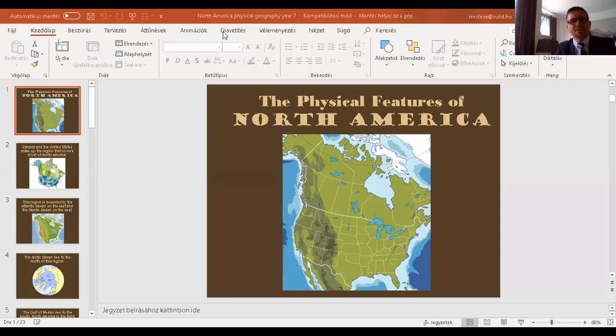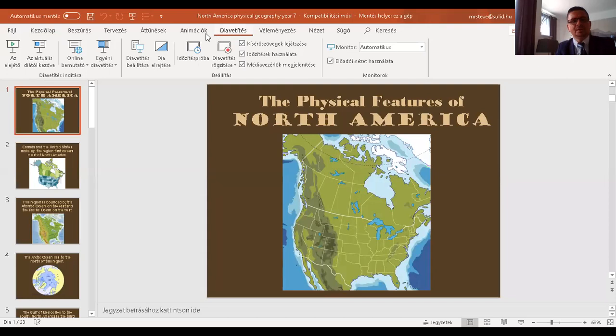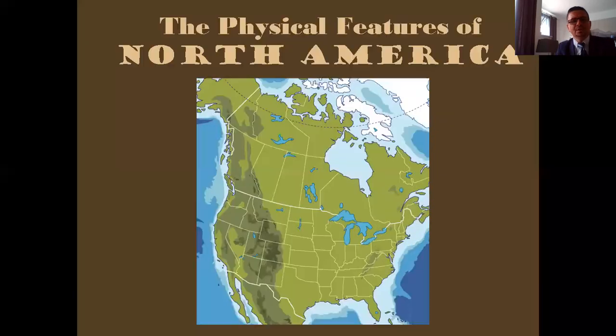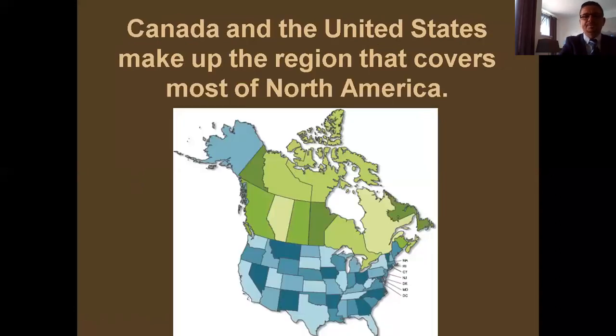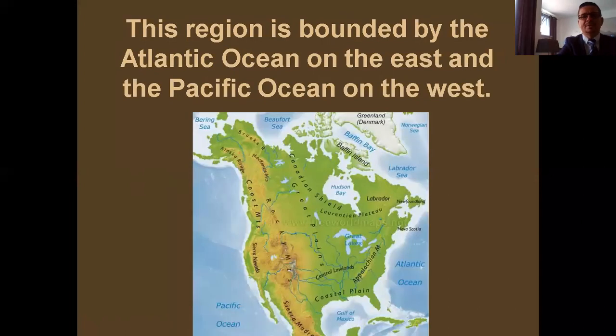Just a really quick recap on the things we learned. The physical features of North America, just in a nutshell. The whole region is basically Canada and the United States. These two countries cover most of North America. We learned about some of the waters which border North America, namely the Arctic, the Atlantic, and the Pacific Ocean.